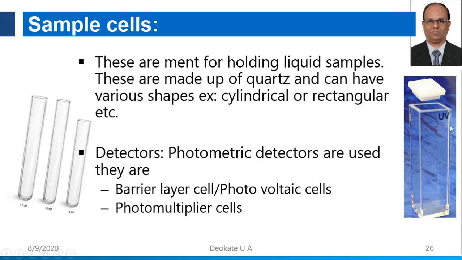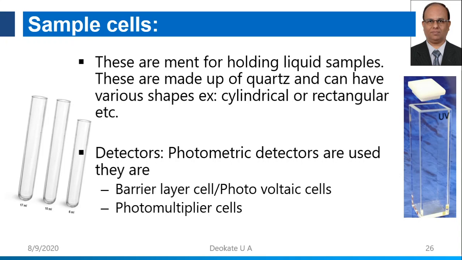There are no ground surfaces. All four sides are transparent. Here also, in the circular one, all sides are transparent. There is no ground surface because at the 90 degree angle we are getting the re-emitted radiation. We are not measuring the transmitted radiation.